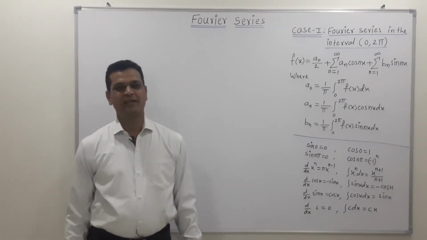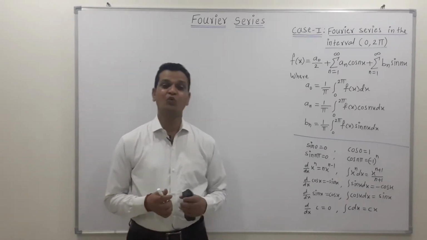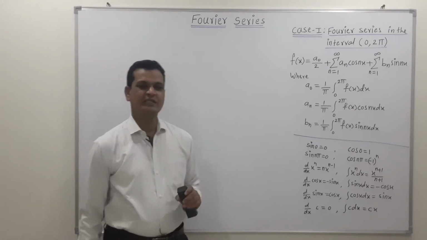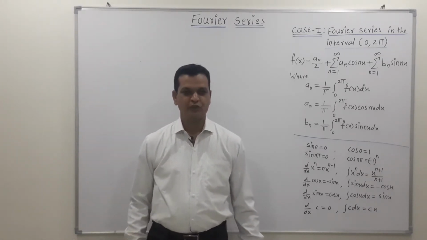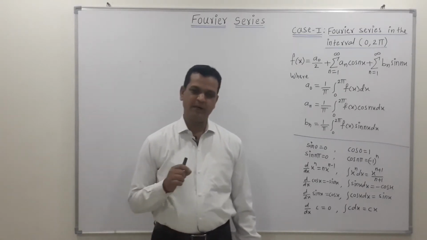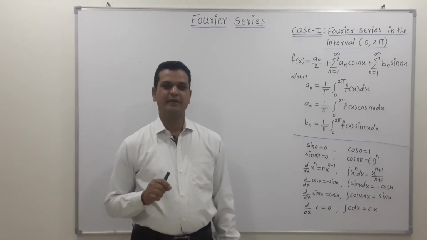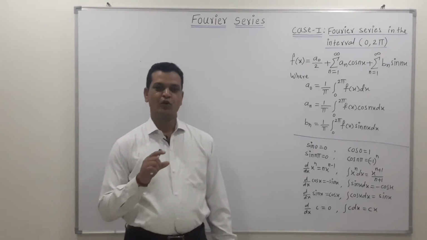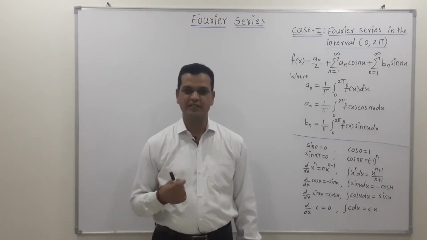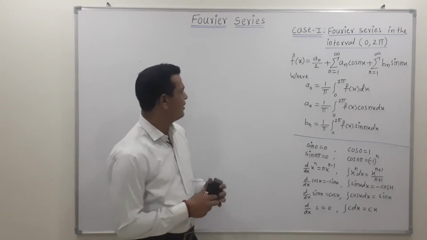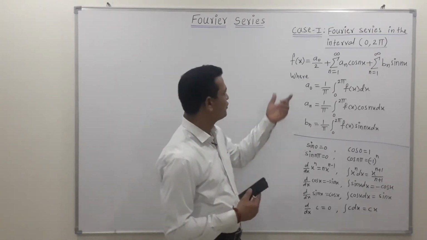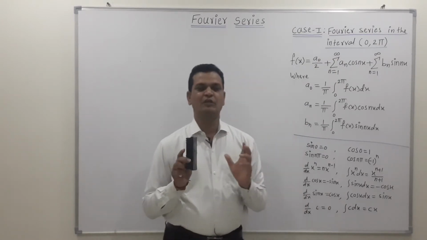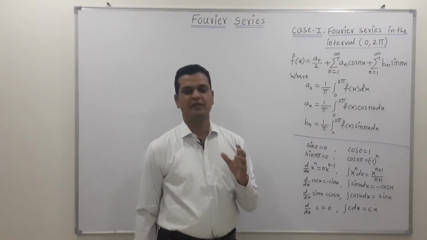Friends, in this video lecture we are going to discuss how to find the Fourier series, case number 1. Case number 1 is a Fourier series in the interval 0 to 2 pi. Depending upon the given example and the interval on which the function is defined, there are a total of 8 different cases for finding the Fourier series, which depend on the interval. Here we are discussing case number 1, how to find the Fourier series for the interval 0 to 2 pi. Before solving any example of Fourier series, first check the value of the interval.